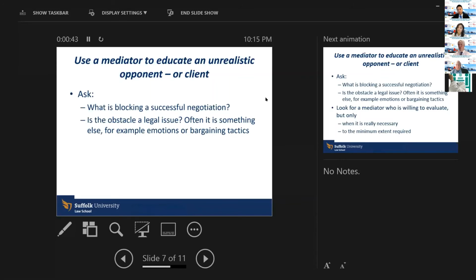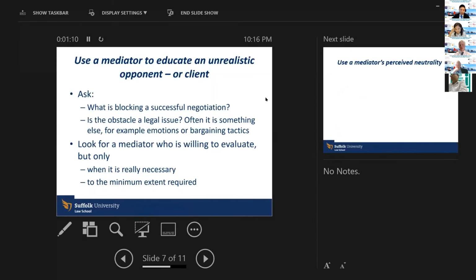But if I were a lawyer, I'd ask, what's blocking this negotiation? Is the obstacle a legal issue? If it is, then evaluation might do something. If it's something else, like the emotions, the bargaining tactics, everything else we've talked about, then using evaluation would be like giving a COVID patient an antibiotic. It would be excellent medicine, wrong disease. But if it is a legal issue, I would look for a mediator who is willing to evaluate, but only when it's really necessary and to the minimum extent required.